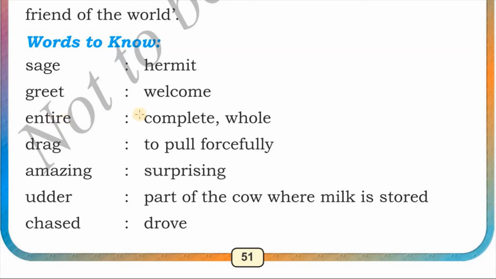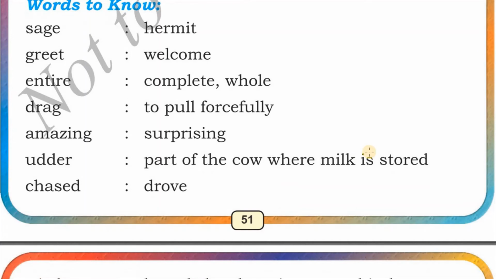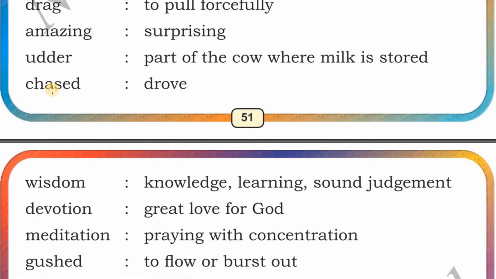Next, entire. Entire is complete or whole. Drag. Drag is to pull forcefully. So Kaushika tried to drag Shabale with him. Amazing is surprising. Shabale went through an amazing change. Udder. We learnt about this. This is the part of the cow where the milk is stored. Chased. Chased is to drove. So the soldiers that came from Shabale drove away Kaushika and his men.